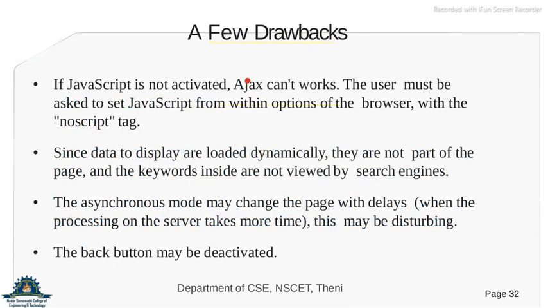ஓகே, சம் மோர் டிராபேக்ஸ். ஸோ வாட் ஆர் த சம் டிராபேக்ஸ்? ஓகே, என்ன கொடுத்துருக்காங்க பாருங்க. இஃப் ஜாவா ஸ்கிரிப்ட் இஸ் நாட் ஆக்டிவேட்டட், நான் ஏற்கனவே சொல்லியிருக்கேன் உங்க ப்ரௌசர்ல. ஓகே, தட் இஸ் when your browser does not enables JavaScript, then Ajax cannot be worked. Next thing, the user must be asked to set the JavaScript from within the function of a browser. So no scripting கொடுத்துருந்தீங்க அப்படின்னா உங்களுக்கு Ajax வந்து ஒர்க் ஆகாது. Since data to display are loaded dynamically, they are not a part of the page, and the keywords inside are not viewed by the search engines. Okay, so mostly இது மாதிரி இருக்க சர்ச்சஸ் வந்து நீங்க சர்ச் இன்ஜின்ஸ் மூலமா எடுக்கிறதுன்றது சிரமம்.